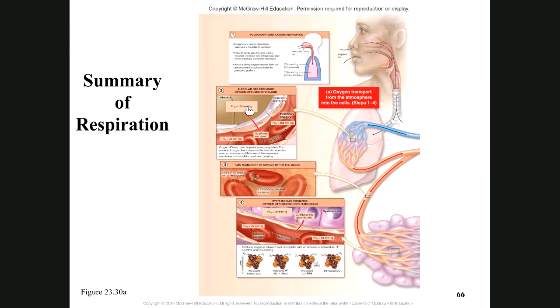In this step, the pressure of oxygen in our alveoli is more than the pressure of oxygen in our blood, so the oxygen diffuses and comes to our blood. Then the oxygen should be transported in our blood. How can it be transported? By attaching to the iron part of hemoglobin. About 98% of oxygen is carried by hemoglobin, and less than 2% is dissolved in our plasma.